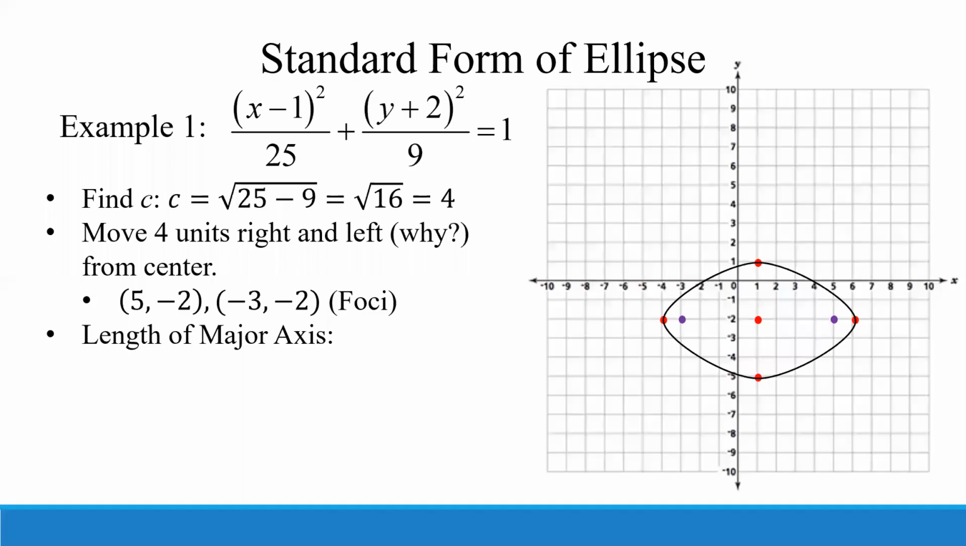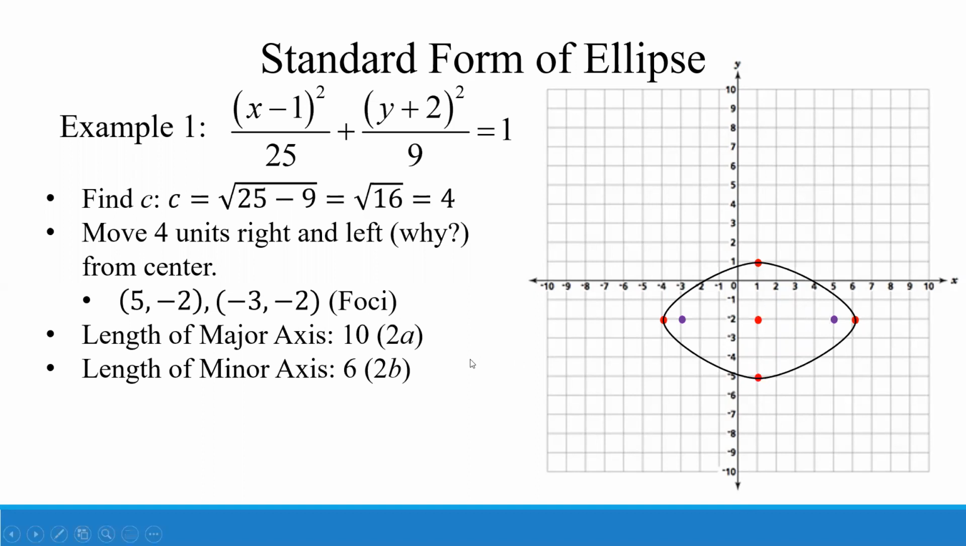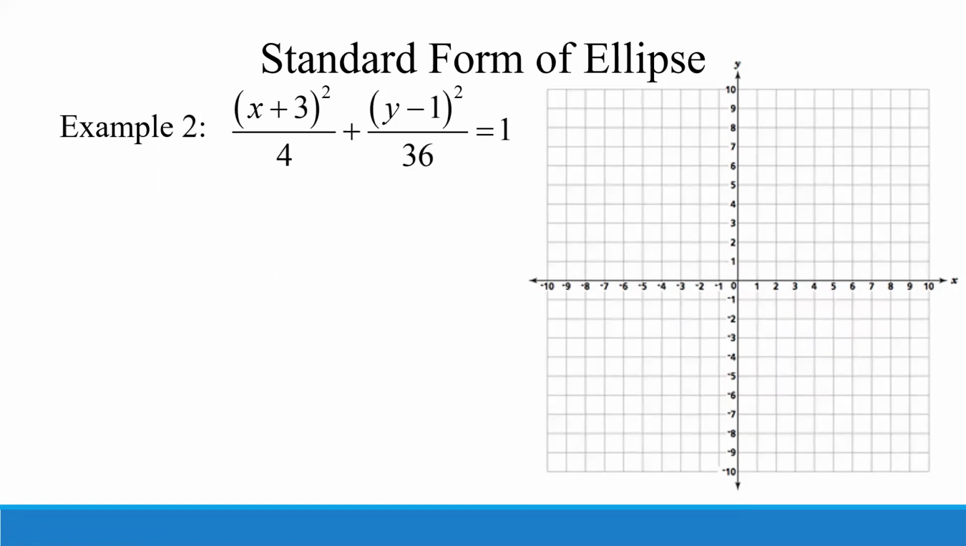So the last things that you should be able to find also are just the lengths of the major and minor axis. So remember, the major axis is from one vertex to the other, so that's going to be 10. Notice that's just 2 times A because A was 5. And then my length of the minor axis is just 6 because again, 2 times 3, 1, 2, 3. So length of the minor axis is going to be 6, so just 2 times B. Okay. So let's look at a second example here.